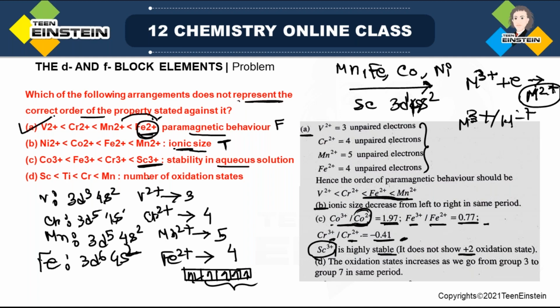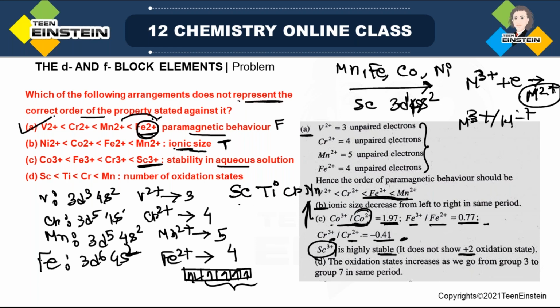And what about the last one? Number of oxidation states. We know when we are moving from left to right, here we have these 4 elements. So scandium comes first, after that titanium, that is we are gradually moving towards the right hand side. After titanium there is actually vanadium, but here we do not have vanadium, so I am writing chromium and then manganese. Now the maximum oxidation state, remember, is found in the middle zone, and that is actually for Mn, +7 oxidation state, which is maximum.